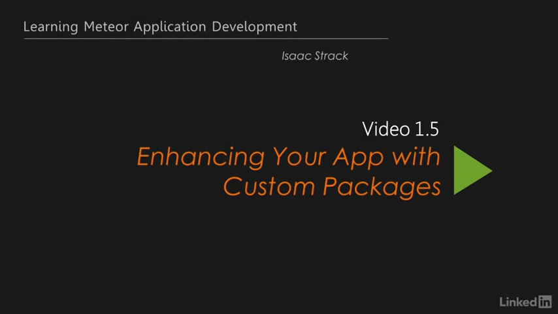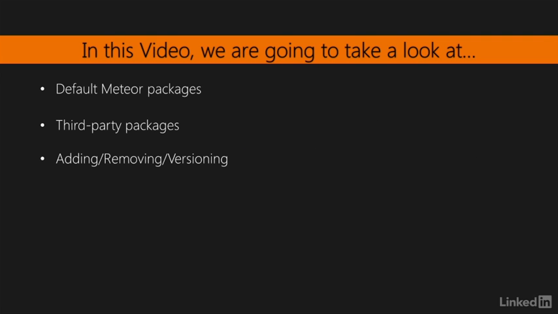We are now on our fifth video in our first section on getting up and running with Meteor. We've got a great video today on enhancing your app with custom packages. We're going to be going over some of the default packages that Meteor offers, all of the ways to access the third-party packages that are out there, and we'll go through adding or removing packages and even doing a little bit of versioning, so that if we want to look to a back package, we can do that.